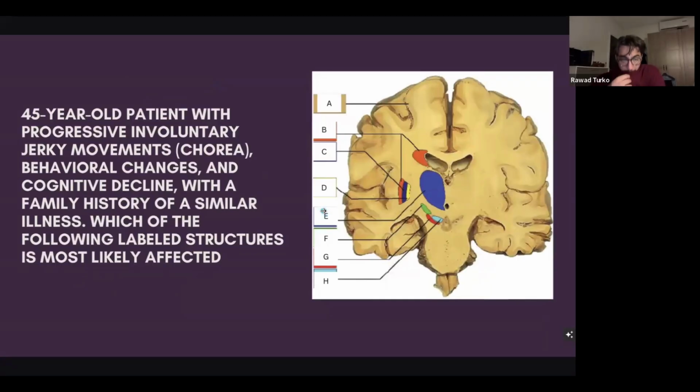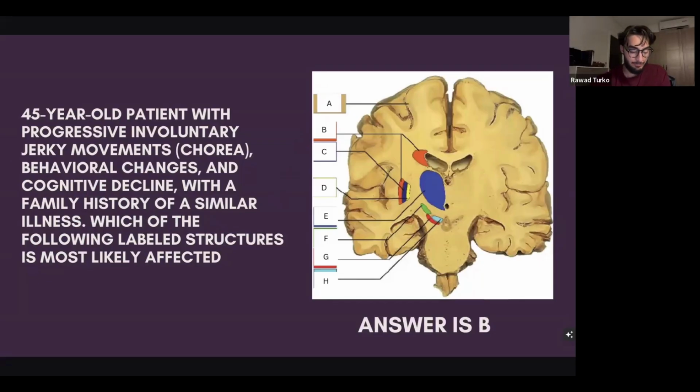Now, a 45-year-old patient with progressive involuntary jerky movements, chorea, behavioral changes, and cognitive decline with a family history of similar illness. At this point, you should already have a diagnosis in your head. Which of the following labeled structures is most likely affected? Take a minute to try to answer this. So the answer is B.